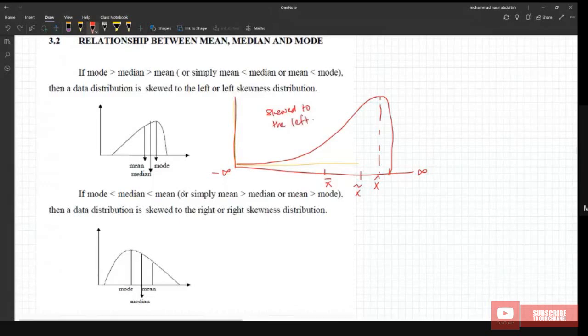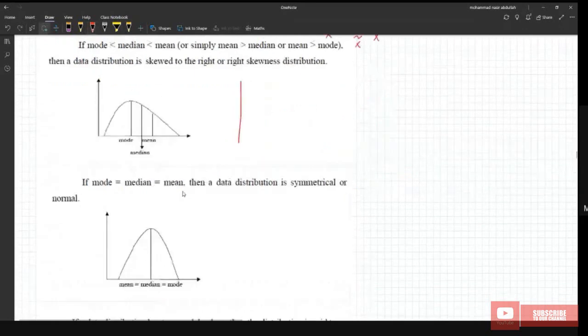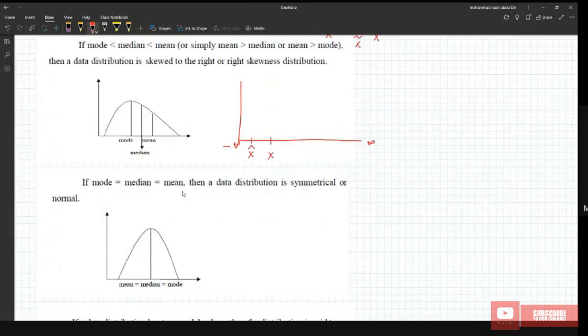So this is skewed to the left distribution, right? So let's say again you ada benda yang sama from negative infinity to infinity. Let's say mode is the lowest value. Median is larger than mode, and mean larger than median. So we will have a skewed to the right distribution. So this is mode, right? Skewed to the right. Skewed to the right distribution.